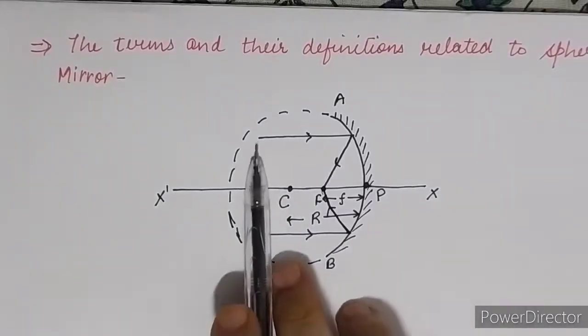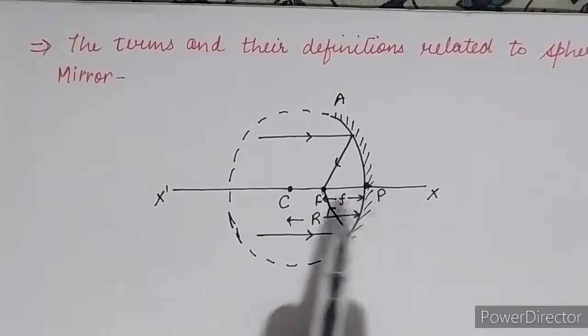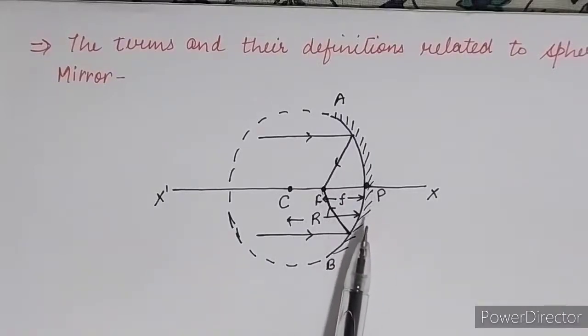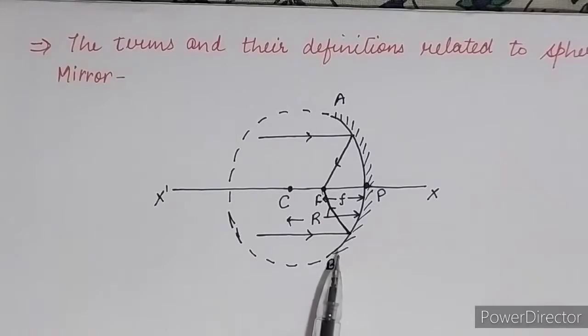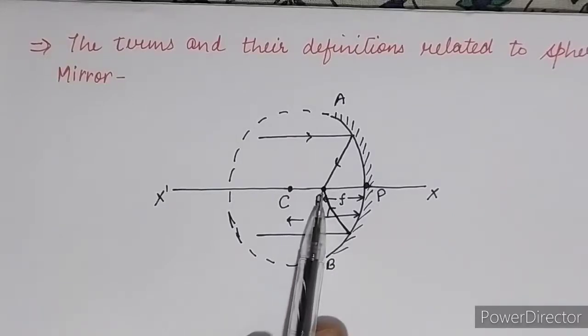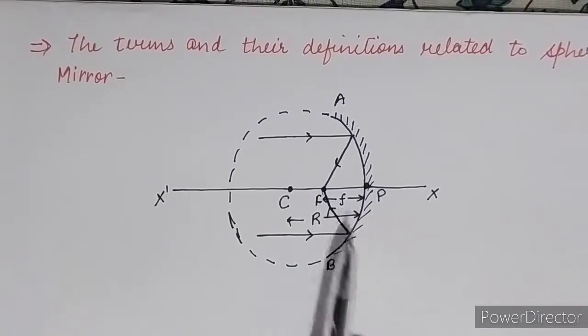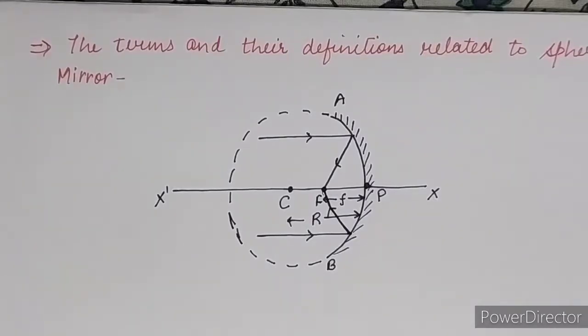The incident rays which are parallel to the principal axis, incident on the reflecting surface of a concave mirror, after reflection meet at a point on the principal axis. That point is known as the principal focus or focus point. Okay, and the distance between the focus point and the pole is your focal length, denoted by small f. Clear? So all these notations are there.